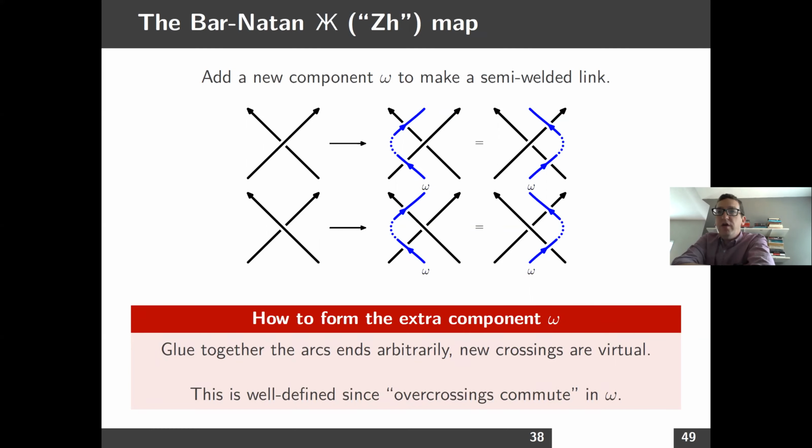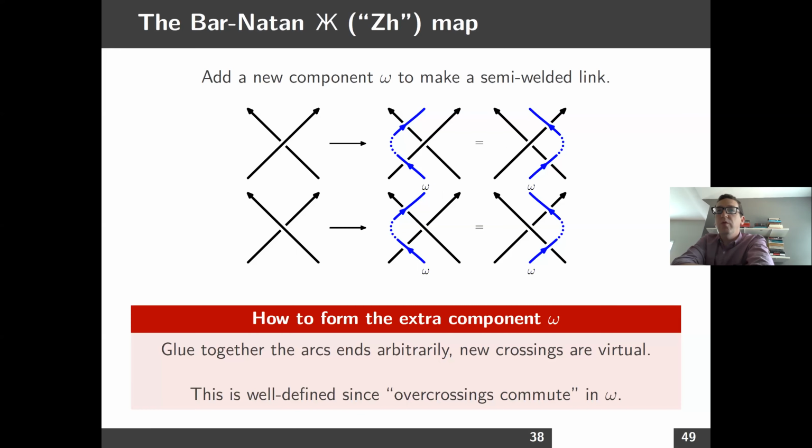And after I've done this at every crossing, I connect all of those little blue arcs together in an arbitrary fashion. If I have to make any new crossings during the connection process, I mark those as virtual crossings. This turns out to be well defined because of this overcrossings commute relation. Okay.